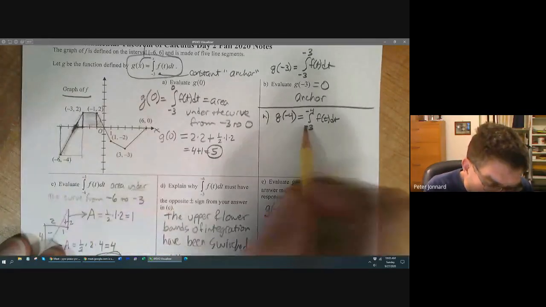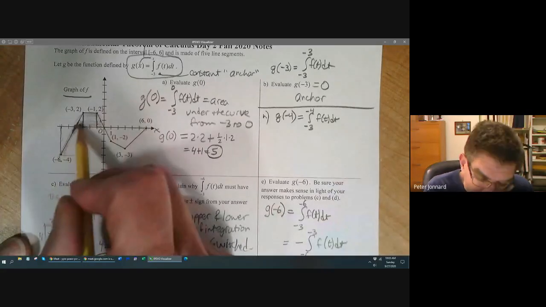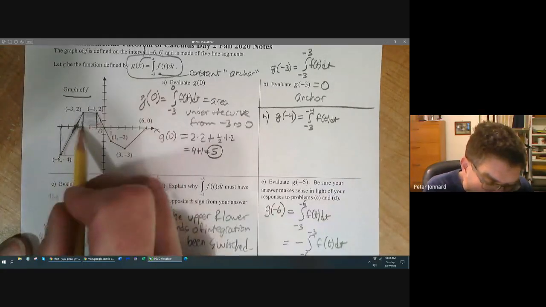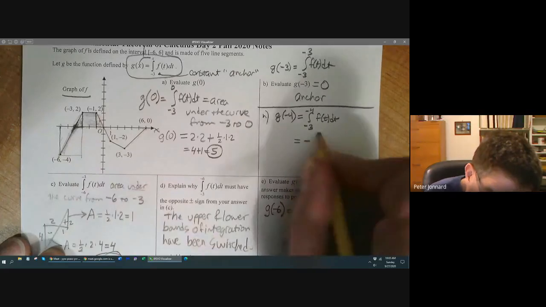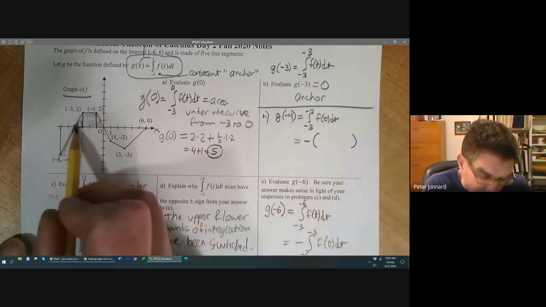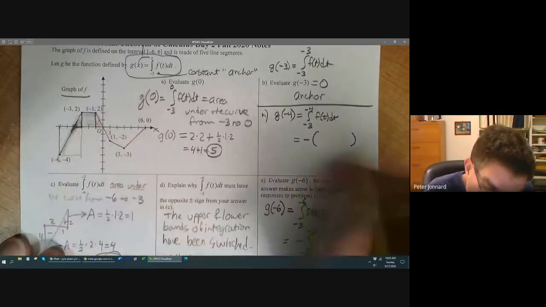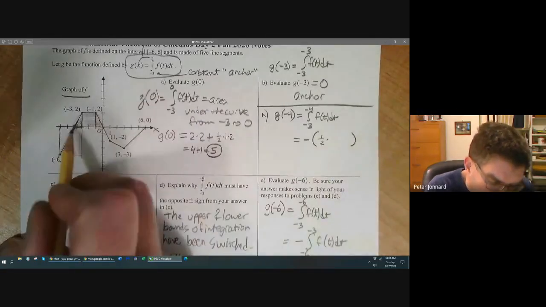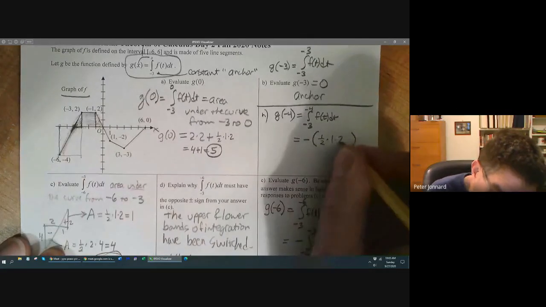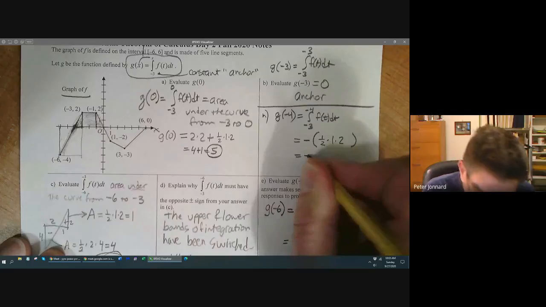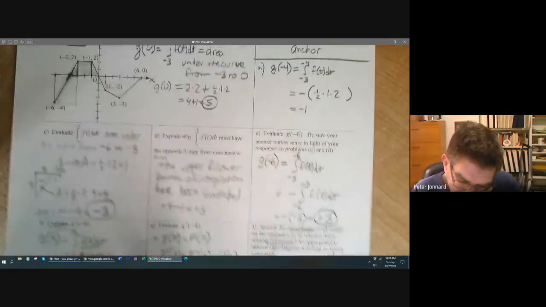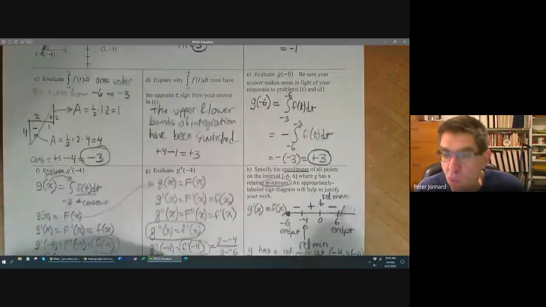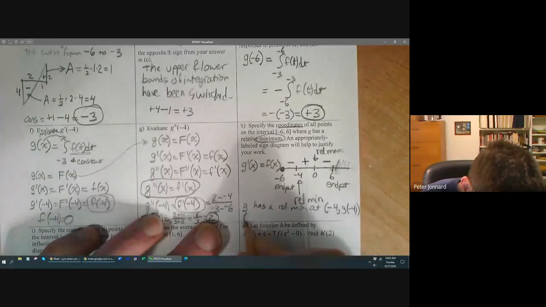And so that is the opposite of whatever area I get here, because this is above the x-axis. So this area here, I need to do the opposite of it. And so I need to do the opposite of that area right there. The area of that triangle is 1/2 base times height. Its base is 1, its height is 2. And so that equals -1. Okay, so I have that issue to contend with. So I have a relative minimum at -4, G of -4, which is -4, comma, -1.